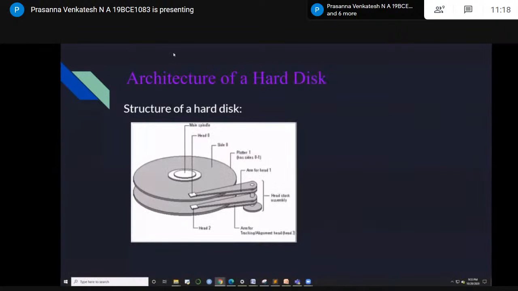Now I'm going to explain the architecture of a hard disk. This is a basic structure of the hard disk. This has a main spindle and a head and a side, and there are many platters, and there is an arm and head stack assembly, as you can see here.